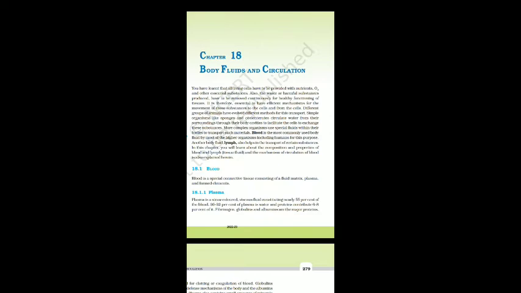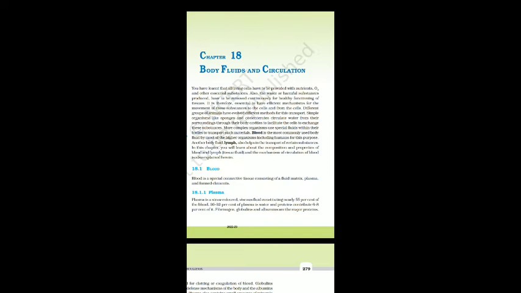In this chapter, you will learn about the composition and properties of blood and lymph (tissue fluid), and the mechanism of circulation of blood is also explained herein. 18.1 Blood is a special connective tissue consisting of a fluid matrix, plasma, and formed elements. 18.1.1 Plasma is a straw-colored, viscous fluid constituting nearly 55% of the blood.